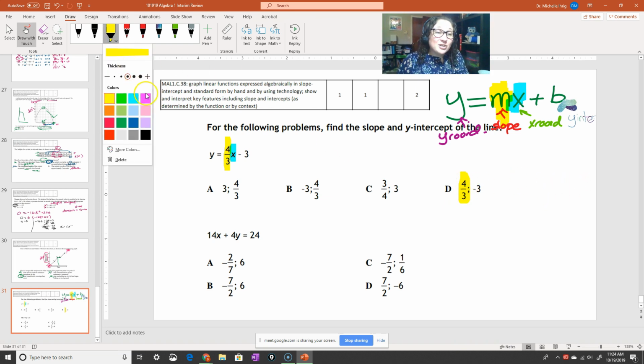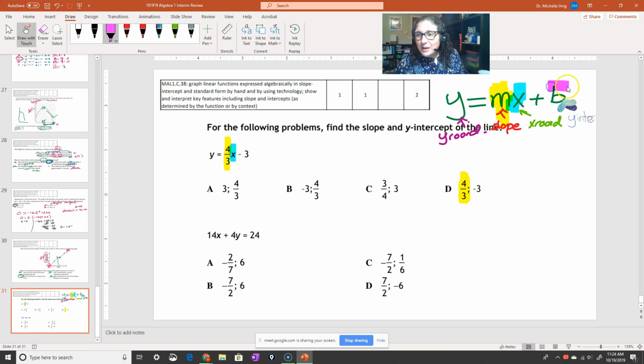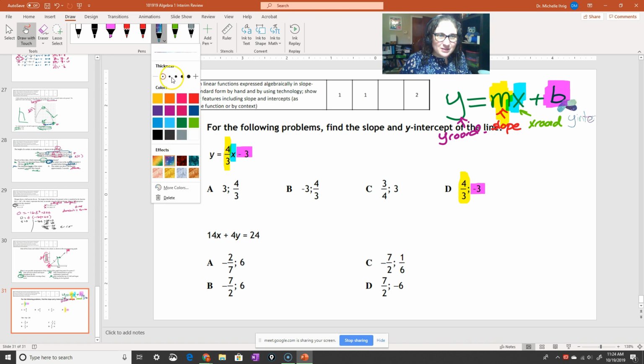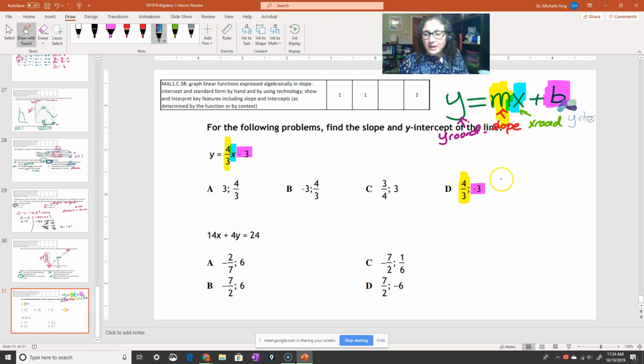My y-intercept, and the y-intercept is just a fancy way of saying where does it touch the y-axis. My y-intercept is whatever constant comes afterwards. So here, my y-intercept is -3. That's it. Now, if I wanted to graph this, and I will show you how to graph it just because it's fun. Well, it's not fun, but you really need to know it.